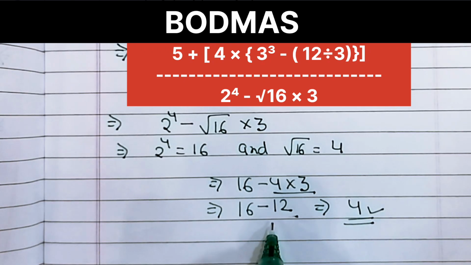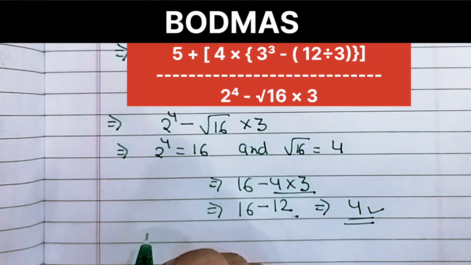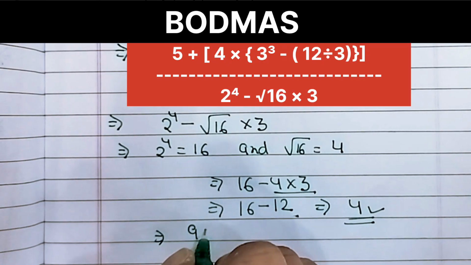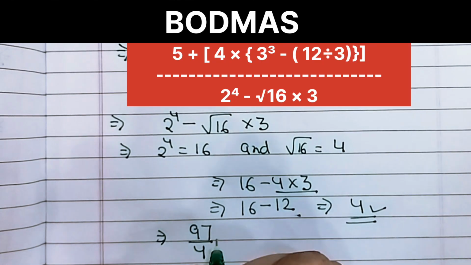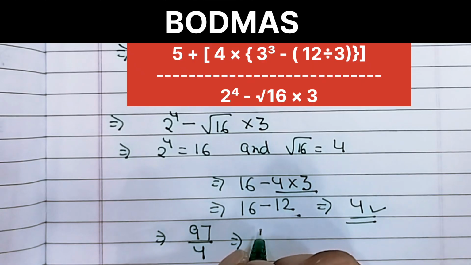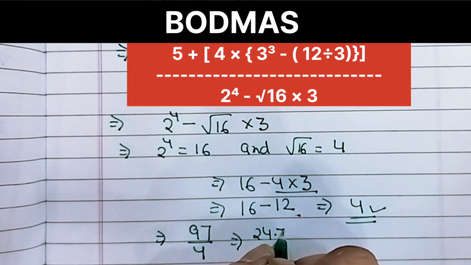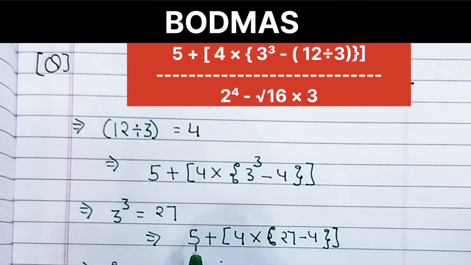Division. We combine the simplified numerator and denominator. So we combine the numerator 97 and the denominator 4. After dividing the values, we get the answer in decimal, 24.25. 24.25 is the right answer.